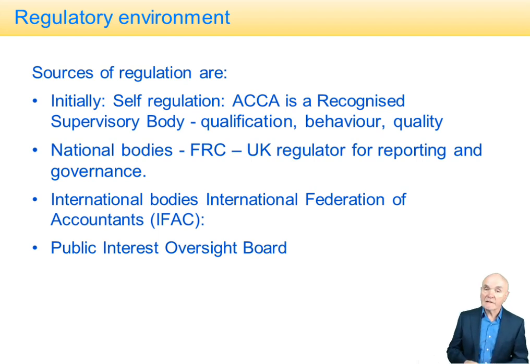Then we have national bodies, and in the UK, the FRC, the Financial Reporting Council, regulates corporate governance. It issues the UK Corporate Governance Code and also regulates the accountants and auditors. It is, for example, the body which is responsible for agreeing to adopt international financial reporting standards. Then we have the international level, the International Federation of Accountants, and then finally we have something called the Public Interest Oversight Board, which we'll see right at the end of the lecture.